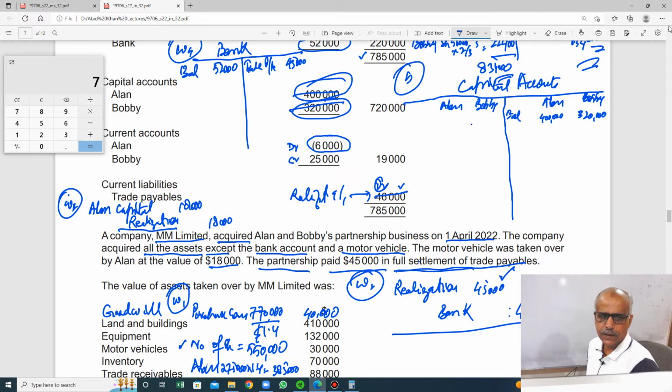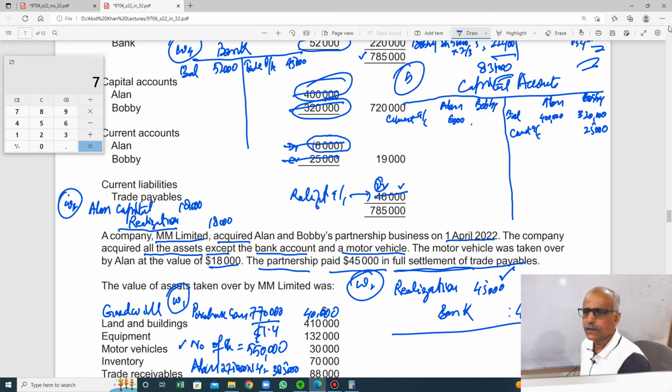Current account. Bobby has 25,000. This is credit balance. But Alan has a debit balance. So actually what we do, there is no need of a current account now. So we are transferring current account balance to the capital account, and we are closing the current account. So now this is closed. 6,000 current account. So we have closed this, right?